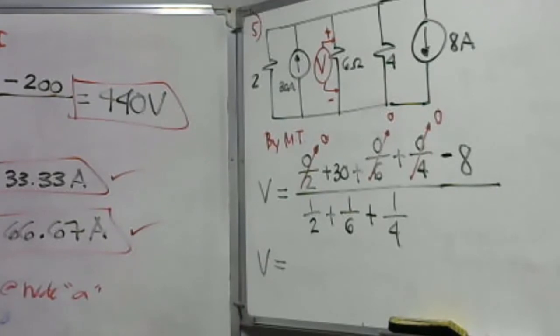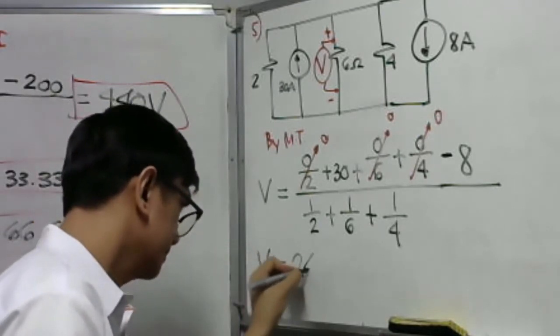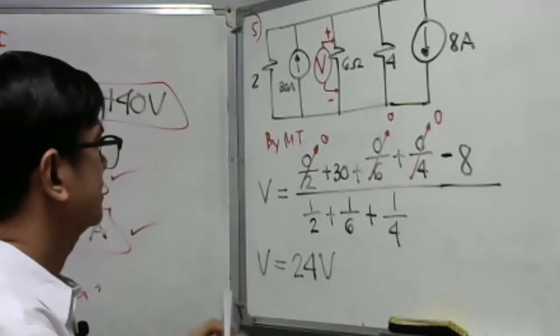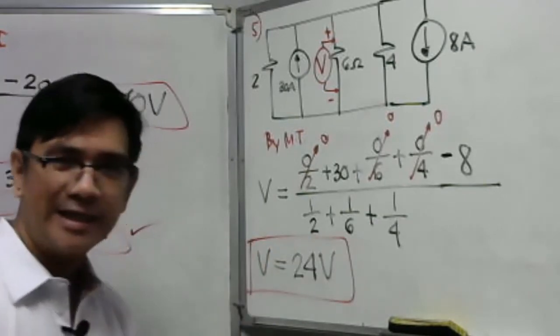Now, let's solve. 30 minus 8, that is 22. Then, divided by 1/2, then plus 1 over 6, then plus 1/4. So, our answer would be 24 volts. That's the answer. That's very easy.